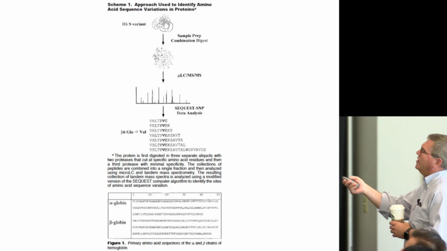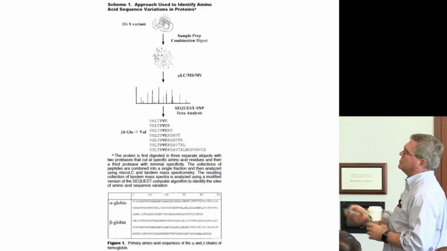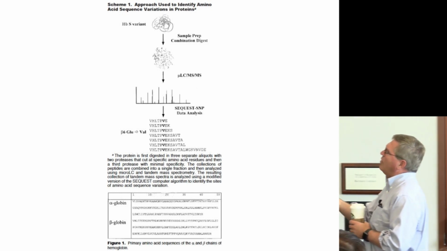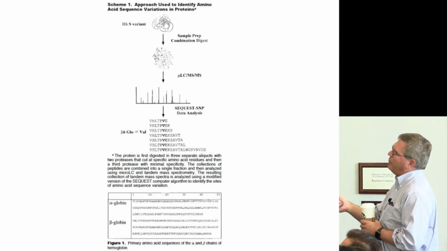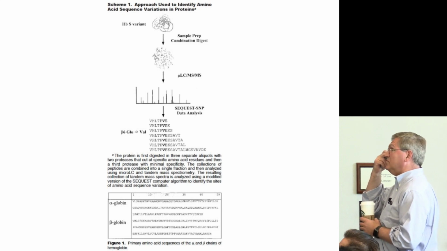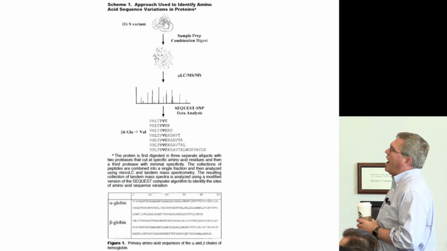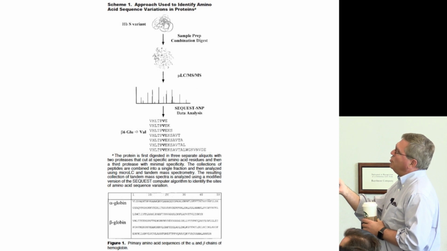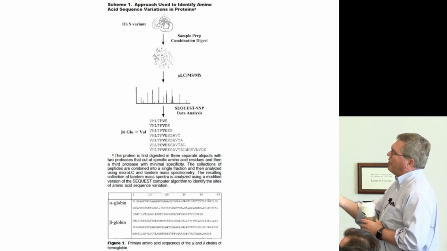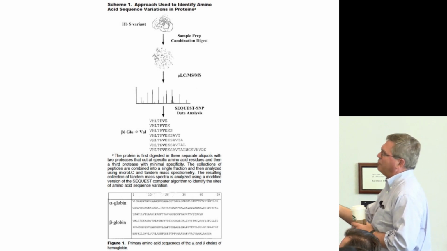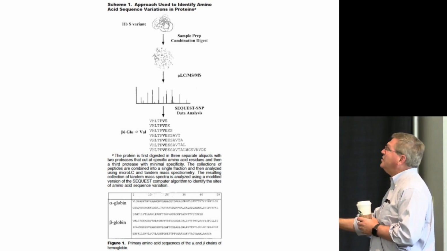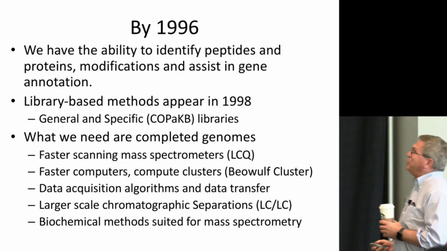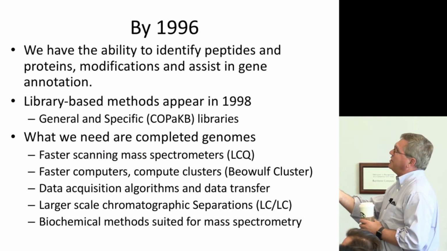We developed a version of Sequest which we called Sequest SNP, and we would look at all the potential variations, but we do it in a gene. And it was reasonable if you weren't trying to search an entire nucleotide database. But we then used this to identify some variations in a hemoglobin gene with the Laboratory of Medicine at the University of Washington. Okay, so by '96 we have the ability to identify peptides, protein modifications, and assist in gene annotation.